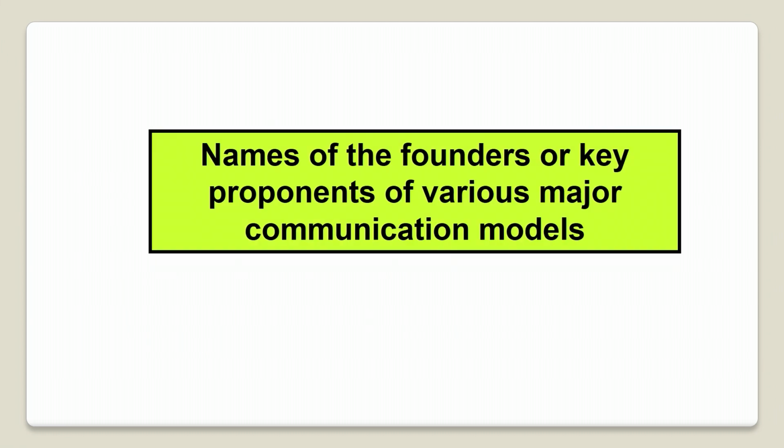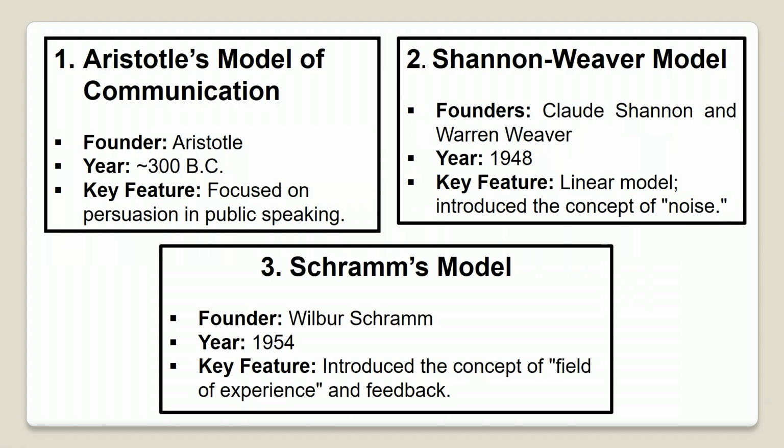Now, we are coming to the names of the founders and key proponents of the various major communication models. So, let us understand one by one. Number 1, this is the Aristotle model of communication. The founder was Aristotle, the year was 300 BC, and the key feature is that it focused on persuasion in public speaking.